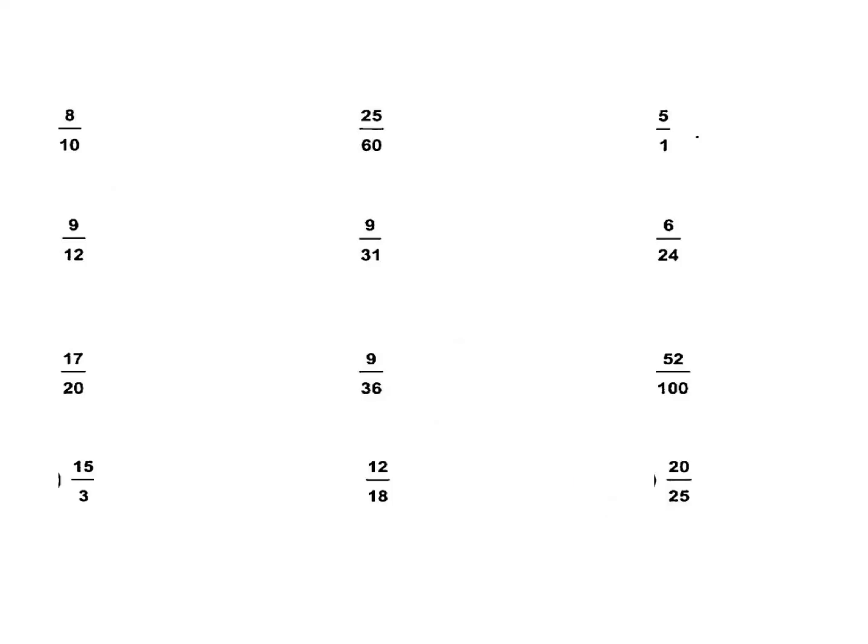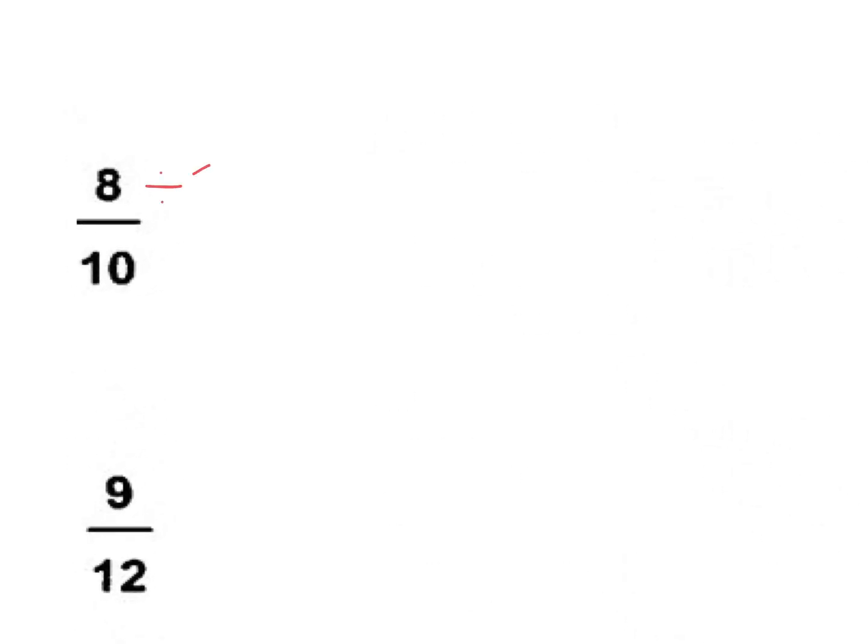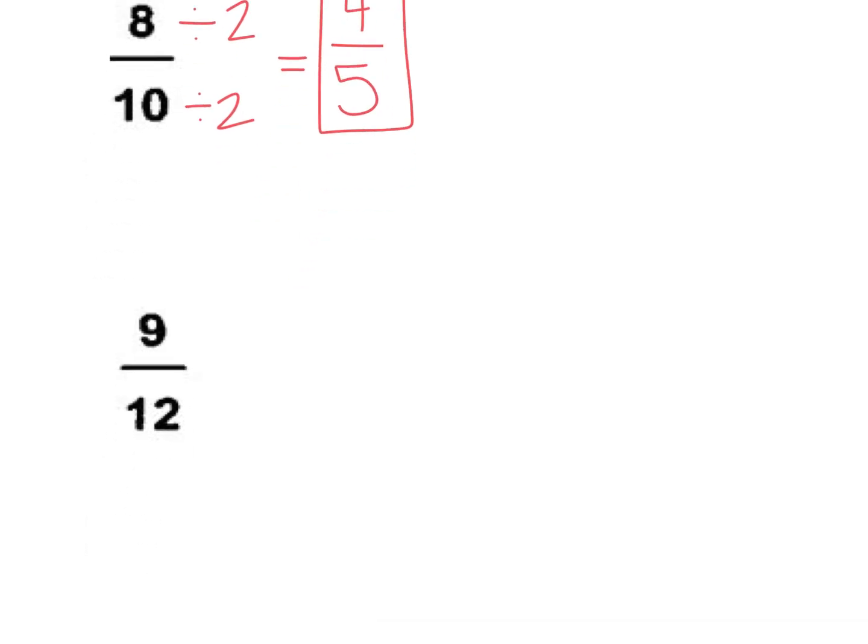Okay, at this point I would pause, try these examples on your own, and then come back and check to see if you have the correct answer. So 8/10, the greatest common factor that I can divide both of these by, I'm going to zoom in here, would be to divide them both by 2. 8 divided by 2 is 4. 10 divided by 2 is 5, simplest form.